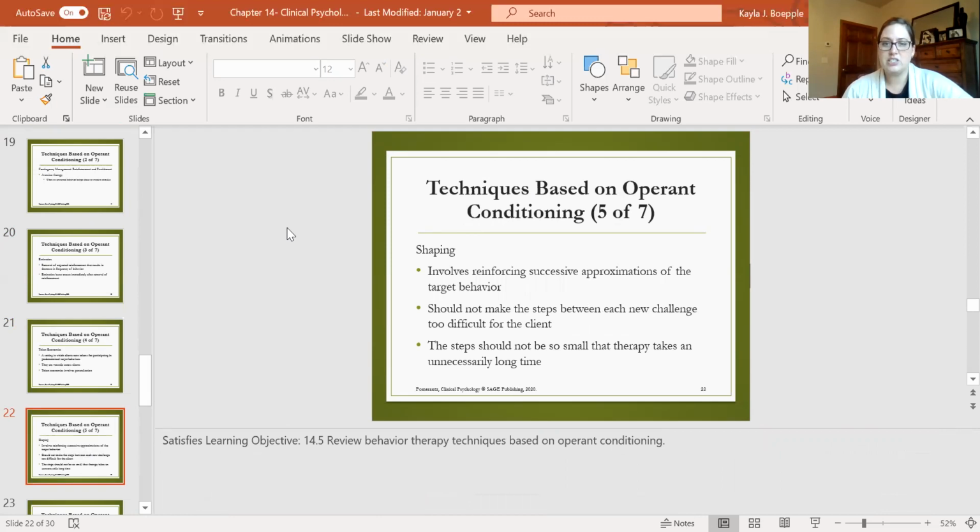This slide just talks a little bit about shaping. It involves reinforcing successive approximations of the target behavior, so rewarding the person as they get closer to that targeted behavior. It should not make the steps between each new challenge too difficult for the client. So maybe taking baby steps to build up to that target behavior that you're looking for. But they should not be so small that the therapy takes a really long time.